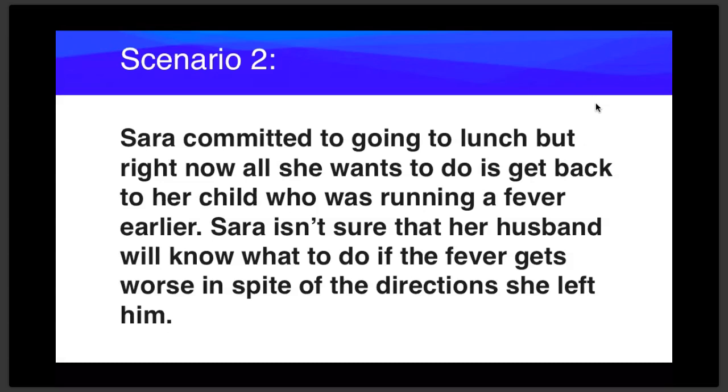Okay, right here we have one of the characters. When we're in her point of view, we now know she has something that she's more worried about than this lunch. But she committed to the lunch, so she's going to it, but her mind is elsewhere. Her focus is elsewhere, and it raises a question for the reader.